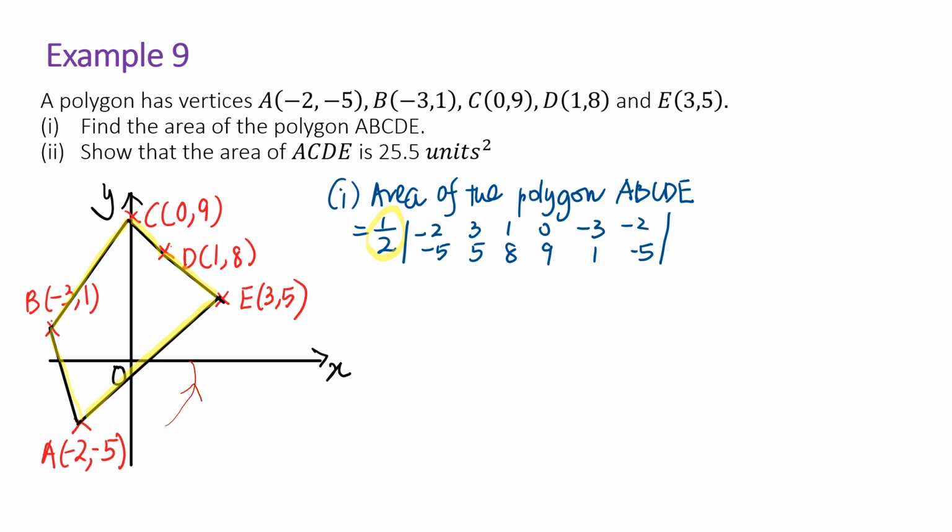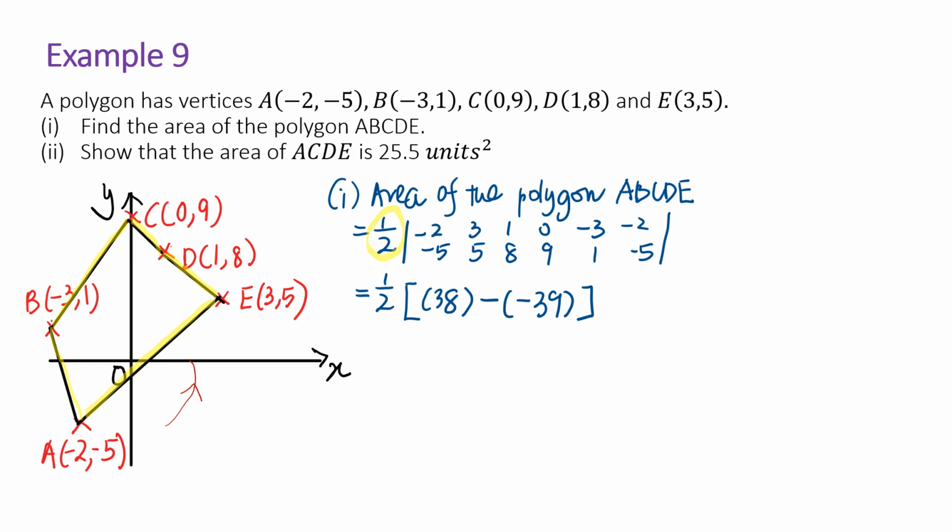So same thing, you start with point A, you end off with point A. You start with point E, you end off with point E. Okay, right. So what do we do? So that will be equals to half. All right, how do I get 38? So we're going to simplify the calculations, okay?